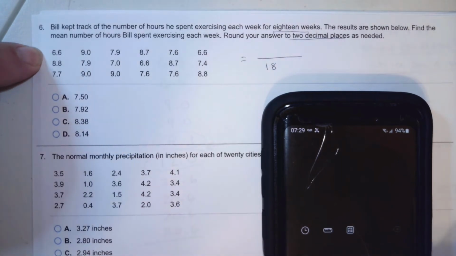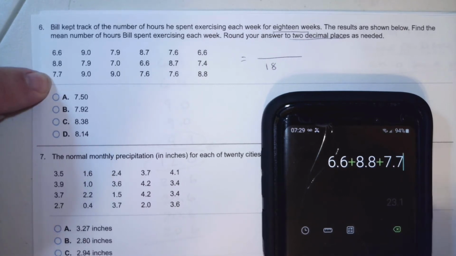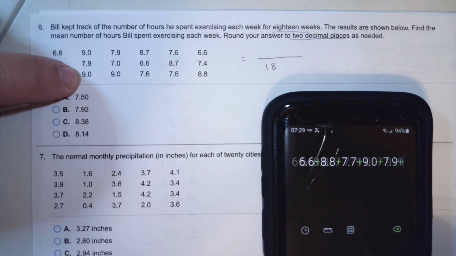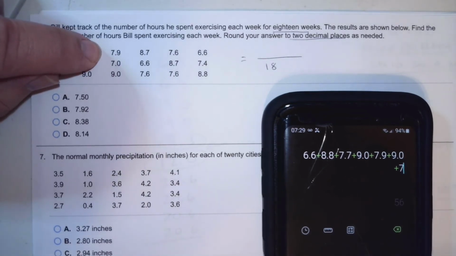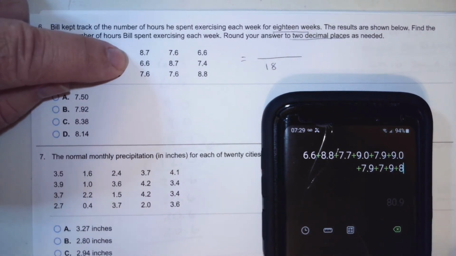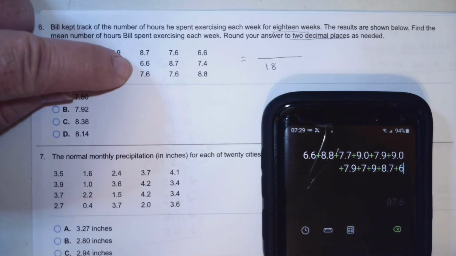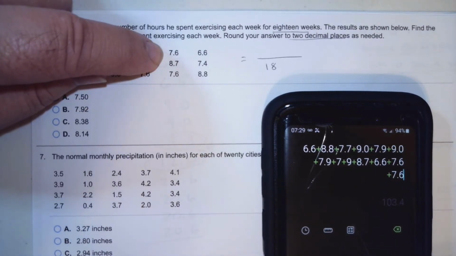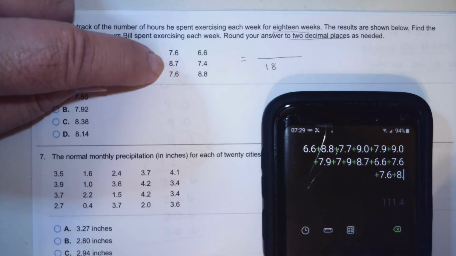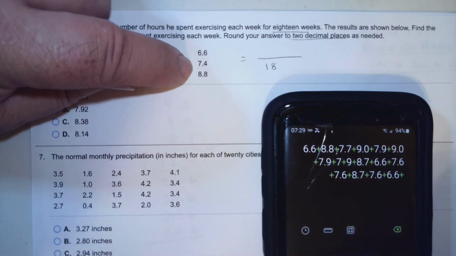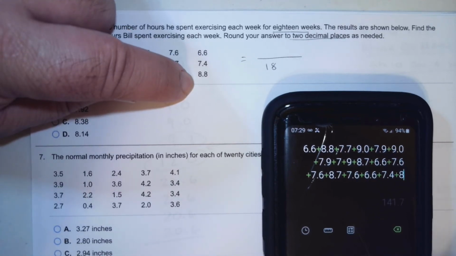So we have 6.6, 8.8, 7.7, 9.0, 7.9, 9.0, or you just put 9, 7.9, 7.9, 8.7, 6.6, 7.6, 7.6, 8.7, 7.6, 6.6, 7.4, and 8.8.